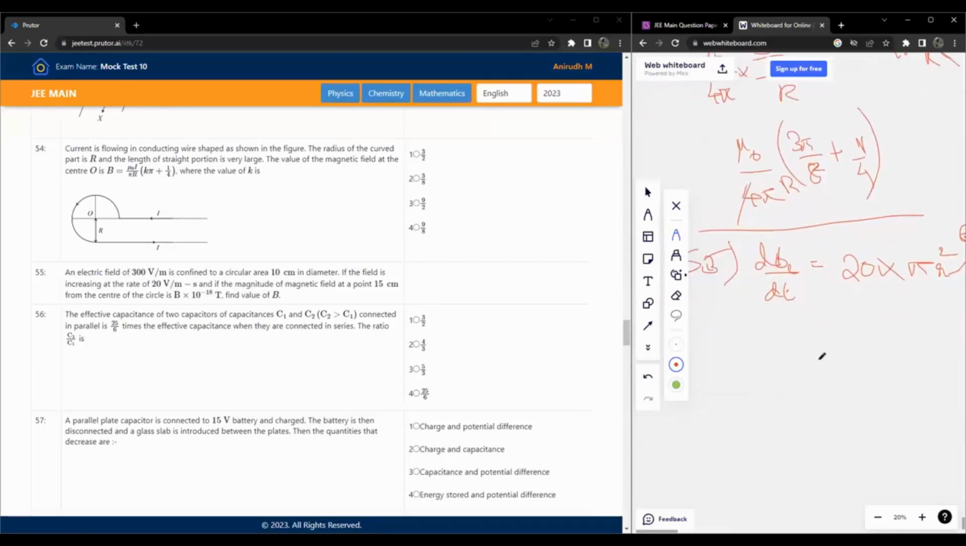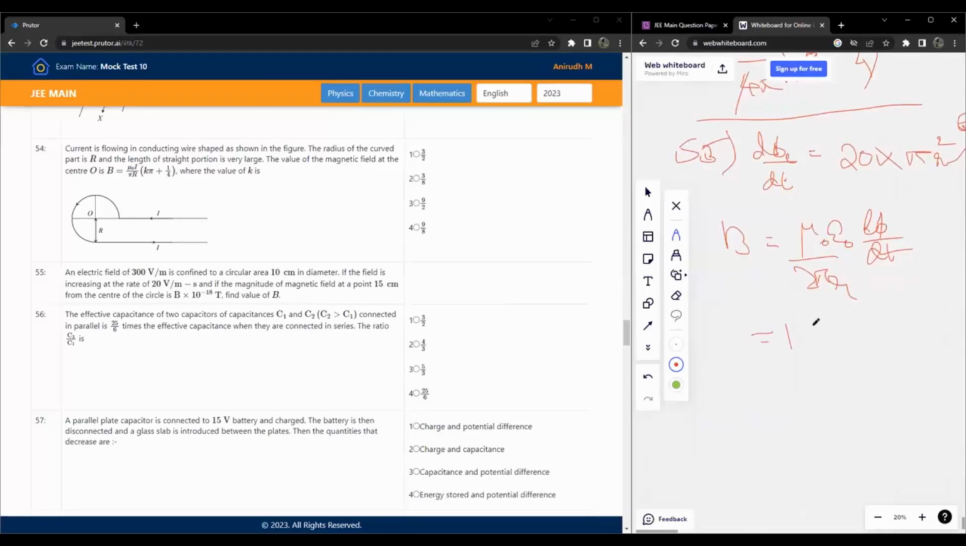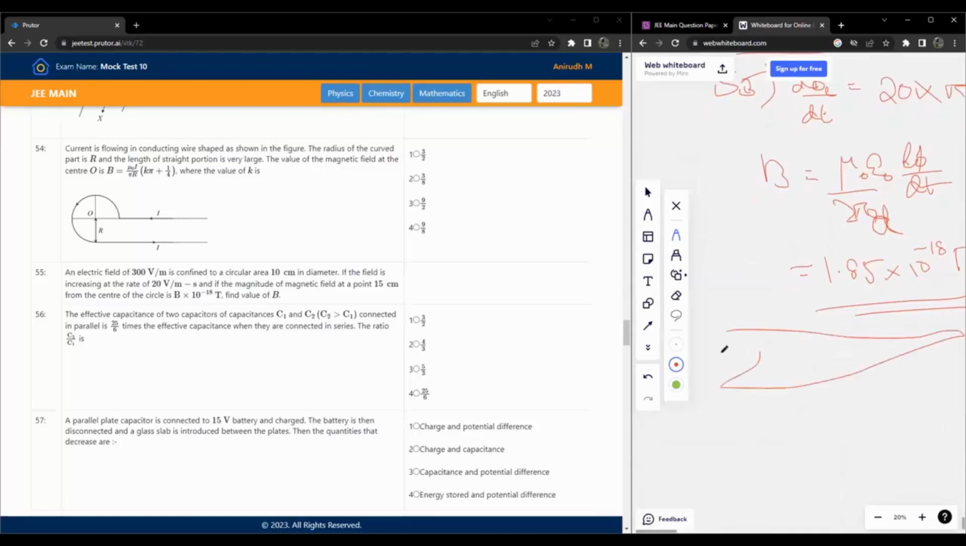Now B is equal to mu epsilon d phi by dt, divided by 2 pi r. This is basically substituting everything here. This is going to be 1.85 times 10 power minus 18 Tesla. So B is basically 1.85. This is D. So that is 45.